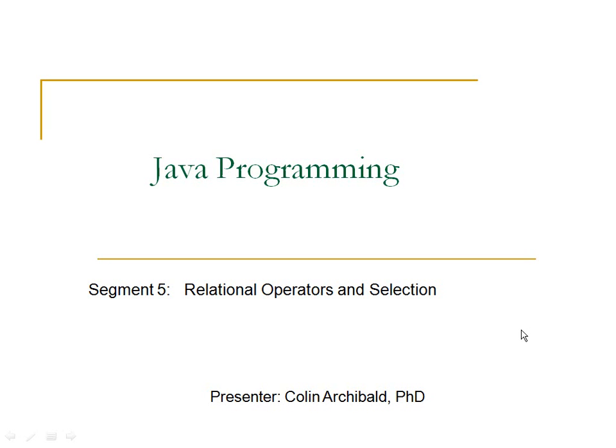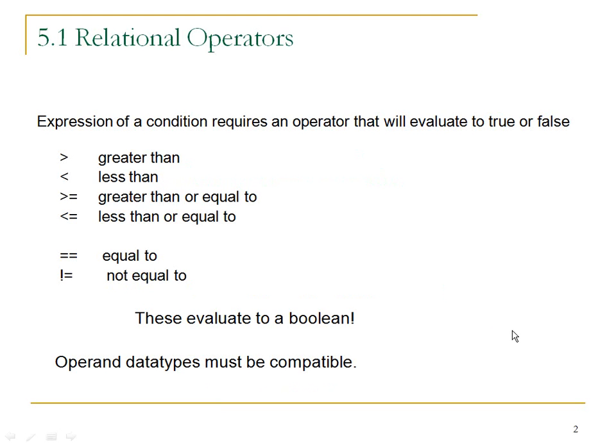Well, welcome back. In this segment, we're going to talk about relational operators and selection in Java. And let's go now and look at the relational operators. These probably are not unfamiliar to you. So there are 6 of them.